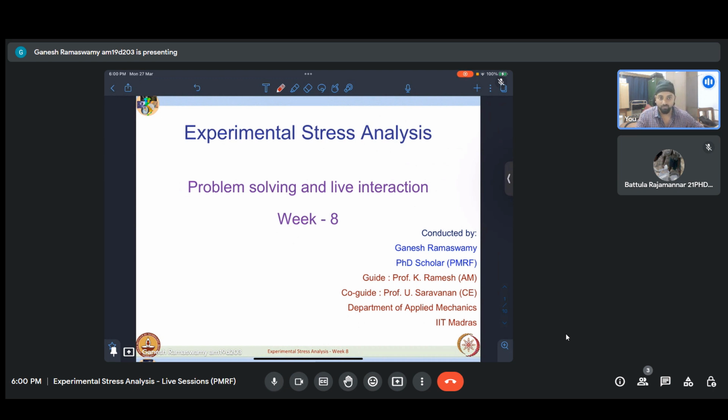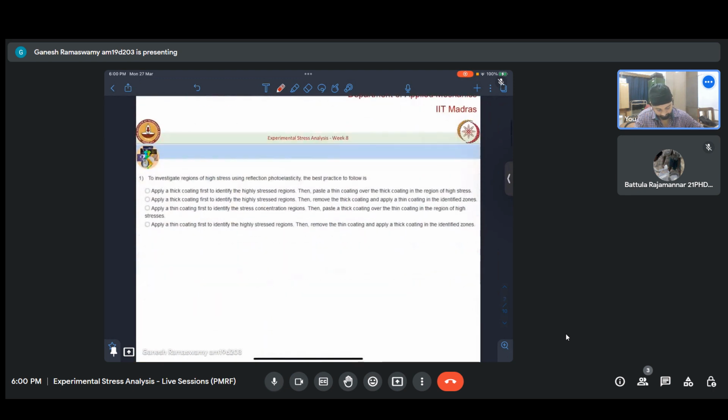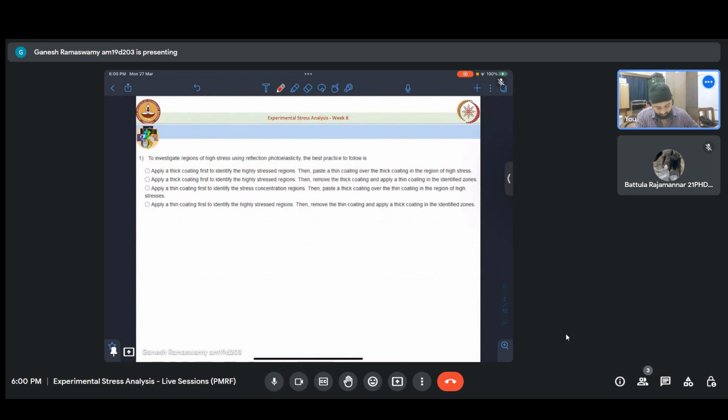Okay, so I suppose I'll move on to the first question of the day. To investigate regions of high stresses using reflection photoelasticity, the best practice to follow is which of the following? Apply a thick coating first to identify highly stressed regions, then paste a thin coating over the thick coating in the region of high stress.